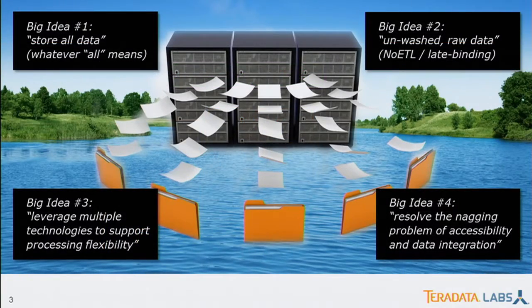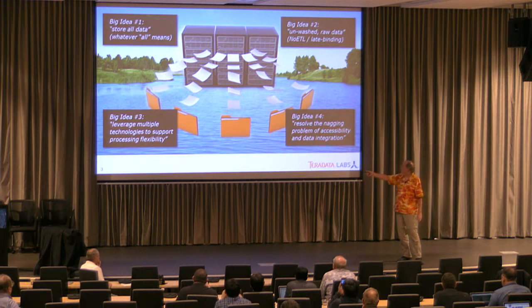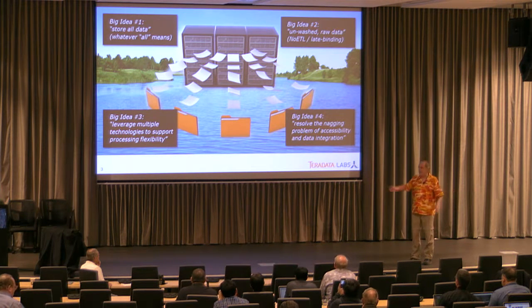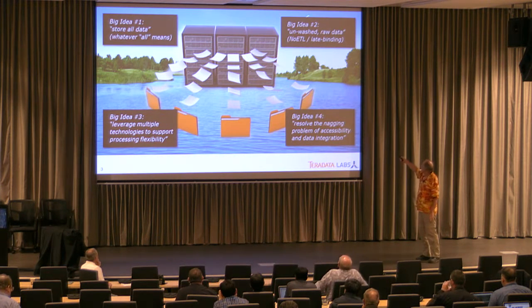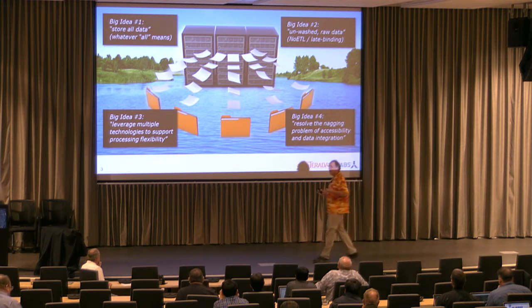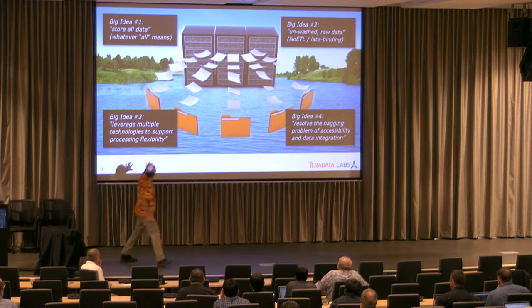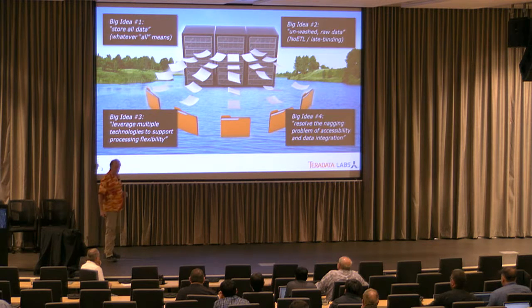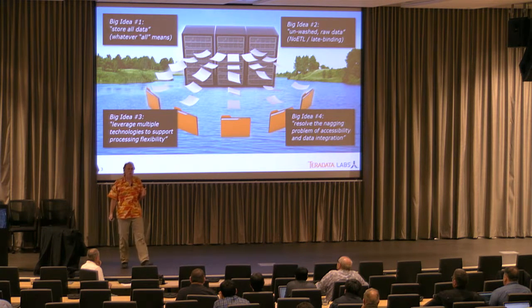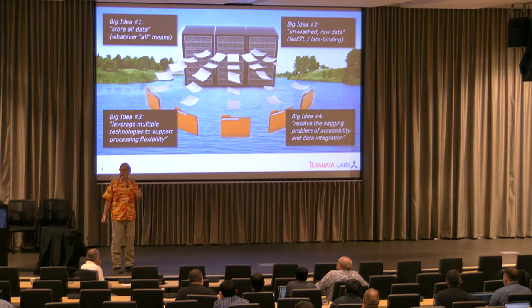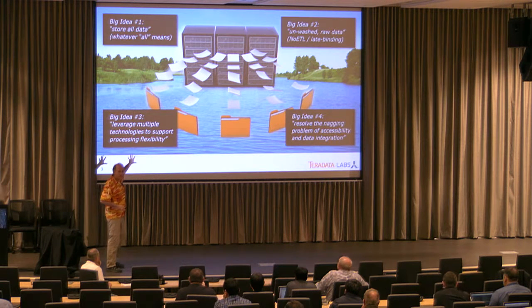If you look at the big ideas that people talk about, it's store all the data, wherever all means within your economic constraints. Raw data: we're not going to invest in the data modeling, we're not going to do big transformations on it. And then leverage multiple technologies to support processing flexibility, because the data will be not only record-oriented, and not only SQL will be the right way to process the data, so we need other kinds of processing models. These 3 big ideas are absolutely critical for the data lake.